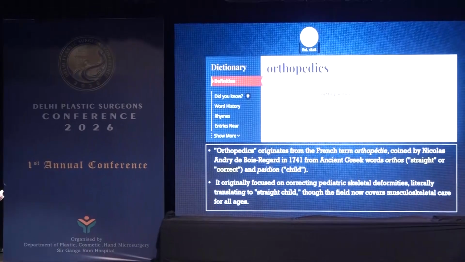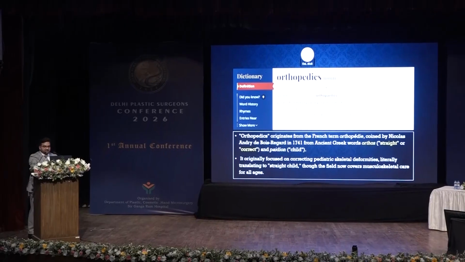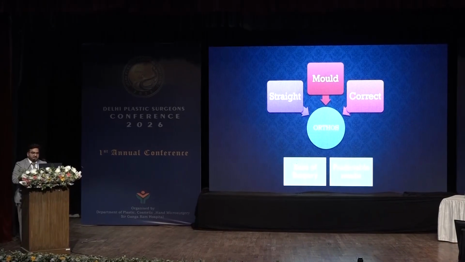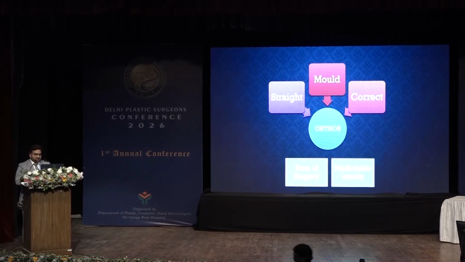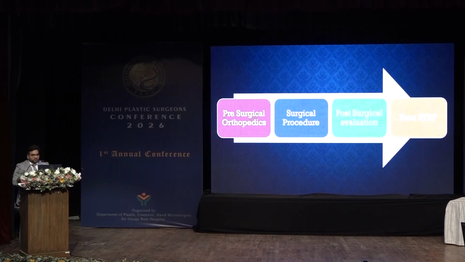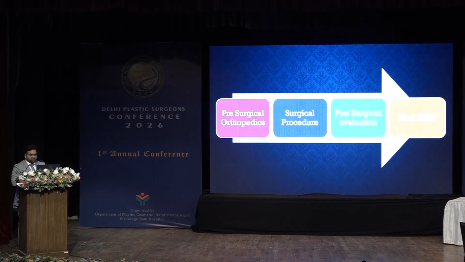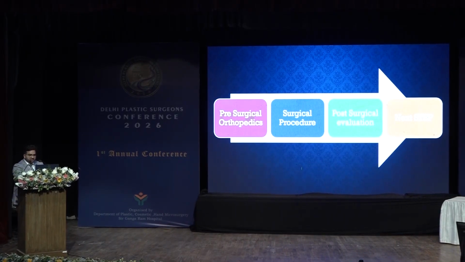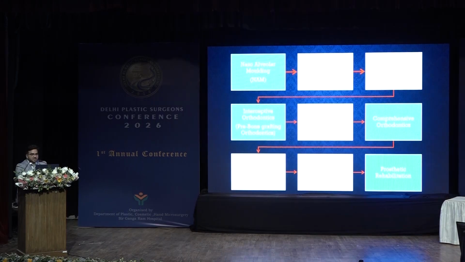Right from the Greek history to Webster's dictionary, orthopedics has a lot of definitions. With respect to cleft lip and palate, let us stick to this: we straighten, we correct, and we try to mold the alveolus to get ease of surgery and to get predictable results for our patients. So the chronology is that for every cleft lip and palate procedure we do some amount of pre-surgical orthopedics, then we do the surgical procedure, then we evaluate the results, and then we decide upon the next steps. Whenever a patient of cleft lip and palate comes to you, this is the work pattern you should ideally follow. You first do the nasoalveolar molding in the first 2 months, then you do the lip repair at 3 to 4 months, then the palate repair.